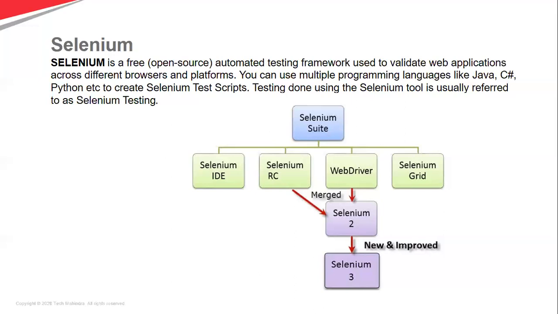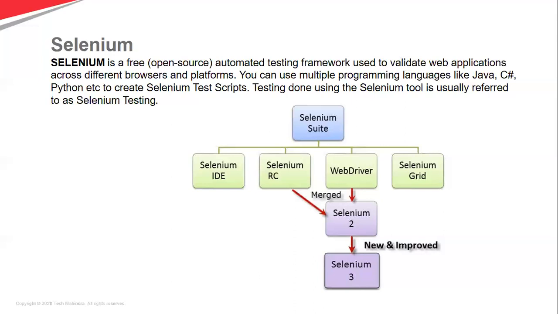So basically, we have four suite components: Selenium IDE, Selenium RC, WebDriver, and Selenium Grid. Right now we are using Selenium version 4. There's a Selenium version 4 out in the market, a beta version available for end users. But the most stable version right now is version 3, which most people working on automation scripts are using.